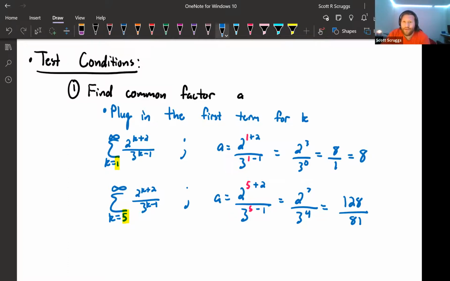So first thing you got to do, find the common factor that all terms share. Easiest way to do that, plug in where your series begins for k, and that will be your common factor. Note that it is sensitive to where the series begins. That is important information I do need to know to find that common factor. In this case, I had the same series, only the difference was where it began, which meant I had a different common factor for each of them. So that's the first thing I needed to do.